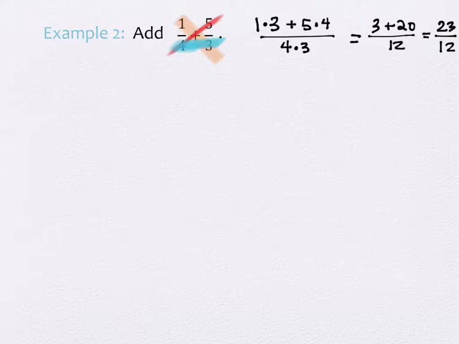Now, if the 23 and 12 had something in common, like they both had a 2 in them, or both had a 4 in them, or a 3 in them, we would want to reduce it. We're not going to leave it there. But changing it into a mixed number is not any better of an answer than an improper fraction. So this is good. Any questions on that one?